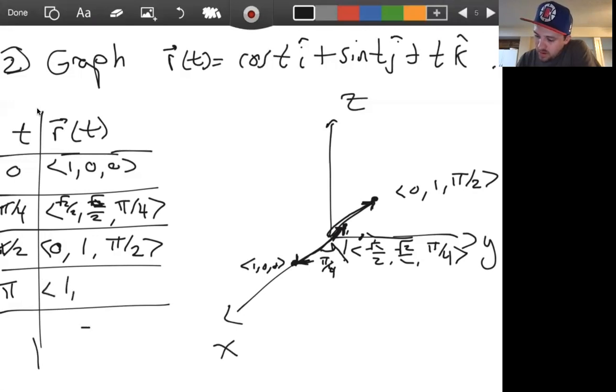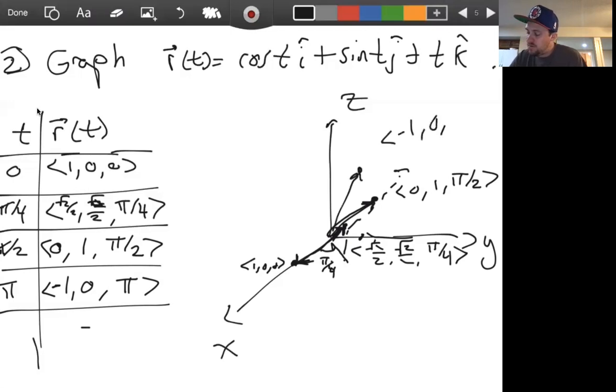Cosine of pi is -1. Sine of pi is 0. And then t, you just plug pi in directly. So we're even higher, right? Now we're at -1, which is backwards, kind of into the screen. -1, 0, pi. So we're somewhere up here. -1, 0, pi.